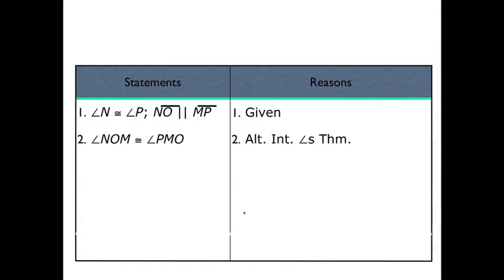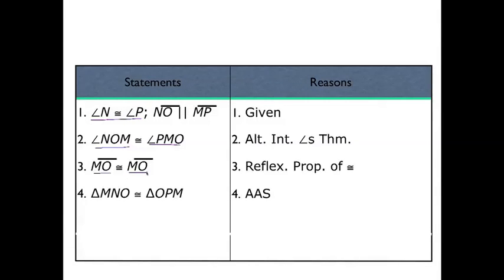So angle NOM is congruent to angle PMO by the alternate interior angles theorem. And then we pulled our reflexive property that MO was congruent to itself. So nothing that should shock you here, as we just went through it in the picture. So we've got those pieces of information laid out for us, which are angle N being congruent to angle P, and angle NOM being congruent to angle PMO, and MO being congruent to MO as segments. That's enough to say the triangles are congruent by angle side.